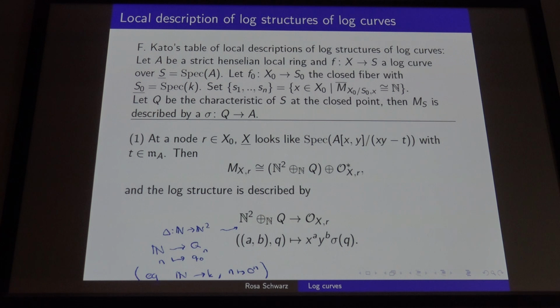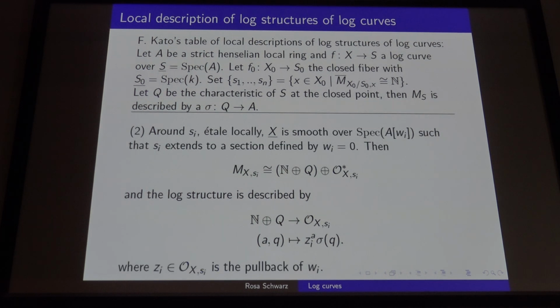Because we also had, in the example where we just had the union of the coordinate axes, that the log structure was given by N squared, mapping (a, b) to x to the power a, y to the power b. Well, we have exactly a similar thing here.